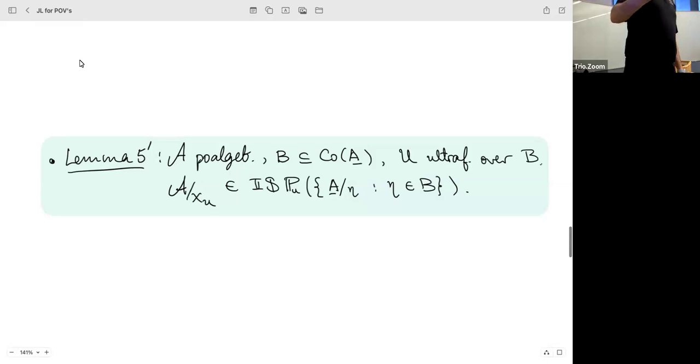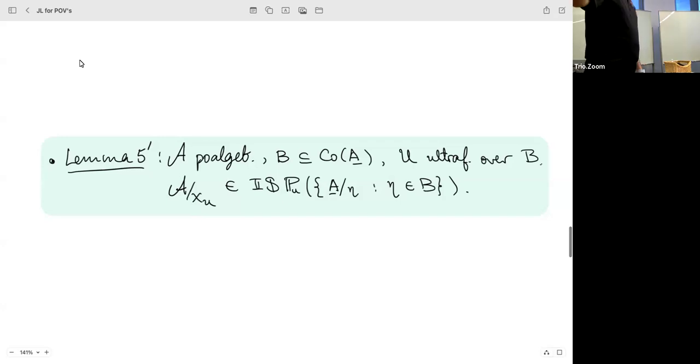So first of all, let's recall what this lemma 5 is. Let's call it now lemma 5 prime. If you have a partially ordered algebra, you take a set B of precongruences (the earlier statement had a typo), and you take an ultrafilter over B, then the quotient of A with respect to the Bajone's element, XU, is going to be isomorphic to a subalgebra of an ultraproduct of all the quotients.